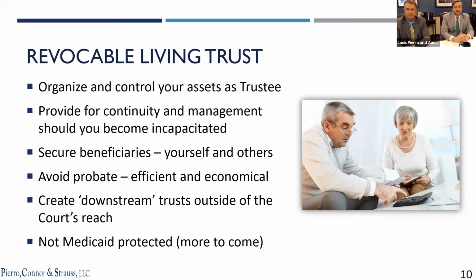Or sometimes people are not really concerned with protecting for Medicaid, but they want to make sure that they have a plan. They want to stay out of probate. They want to do things downstream. What do we mean by that? We mean creating trusts for their kids or whoever their beneficiaries are to protect that wealth long-term, which is really easy to do in a trust.